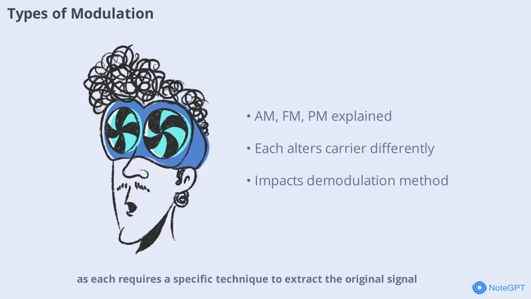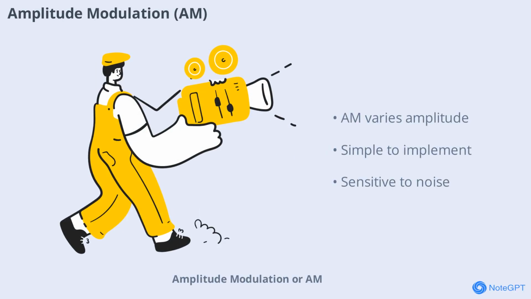Amplitude modulation, or AM, is one of the earliest and simplest forms of modulation. In AM, the amplitude of the carrier wave is varied in proportion to the information signal. This method is widely used in radio broadcasting. Demodulating an AM signal involves detecting these amplitude changes and reconstructing the original audio or data. The simplicity of AM makes it easy to implement, but it's more susceptible to noise compared to other methods.